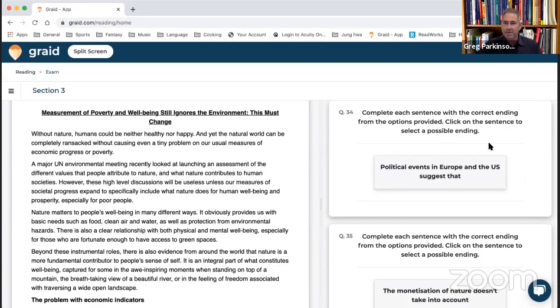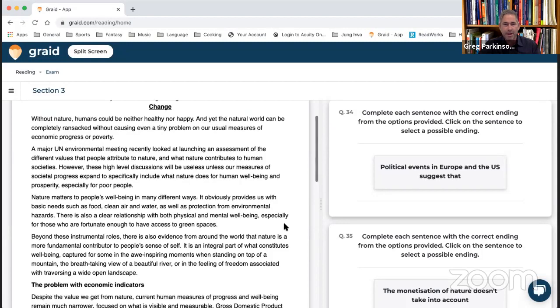So just to confirm the instructions, complete each sentence with the correct ending from the options provided. Click on the sentence to select a possible ending, right? So this is where, if you're not sure, you can always use grammar to narrow down which ones are possible, which ones are not possible. But again, we're going to be focusing on scanning. So I would be looking for political events here, right? That might hopefully be easy to find. Now, I don't think it's going to be in this first part of the reading because that seemed to talk more about nature. So let's have a look further down the reading.